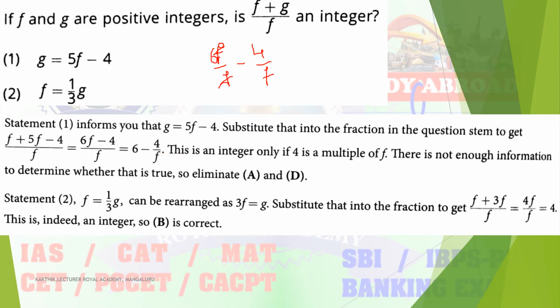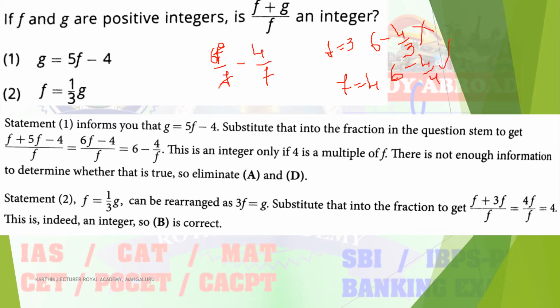So it tells us that the value of f should be a multiple of 4. If f is equal to 3, you will not get an integer. An integer is 1, 2, 3, 4, 5, 6, like that, there is no fraction. You will not get an integer if f is equal to 3. If f is equal to 4, you will get an integer. So you get two different values.